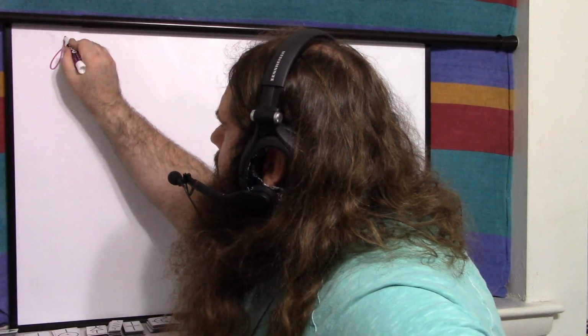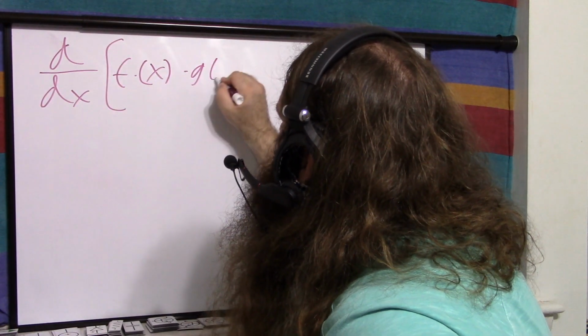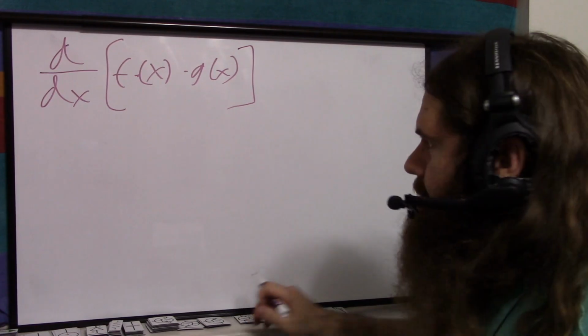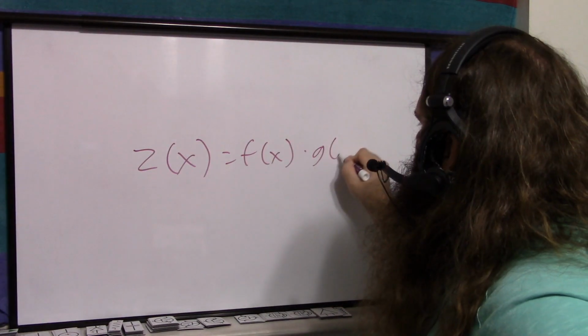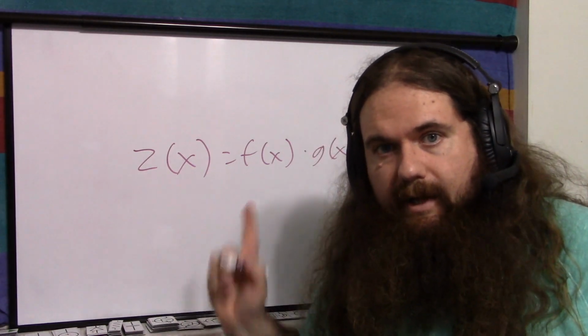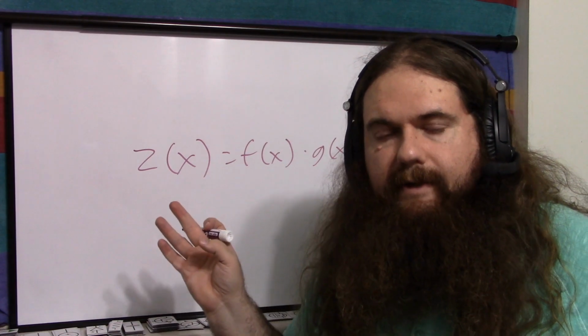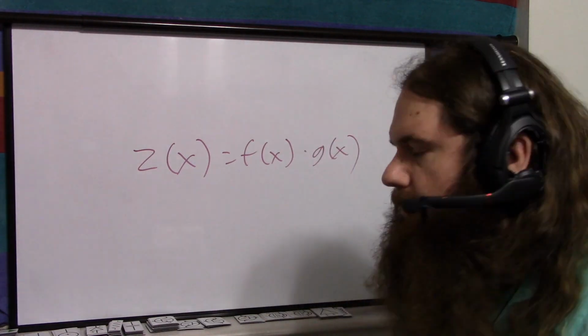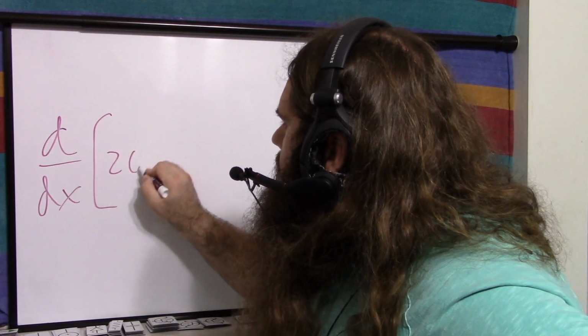So we're trying to find d dx of f of x times g of x. Let me introduce a new function. I'm going to say z of x equals f of x times g of x. It's fairly trivial, and I'm about to get rid of z again. I'm only going to use it for a couple lines, and then it's forever gone. It's just to make the next part more clear. So let's find d dx of z of x.